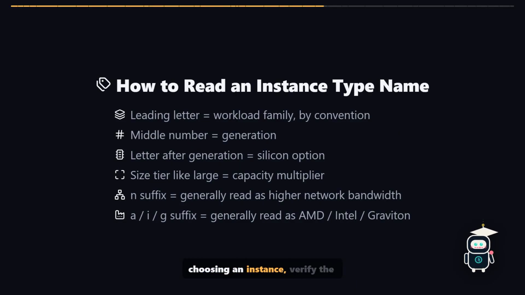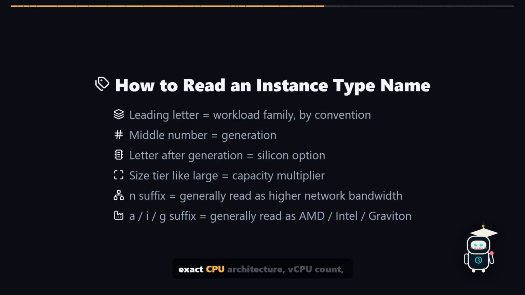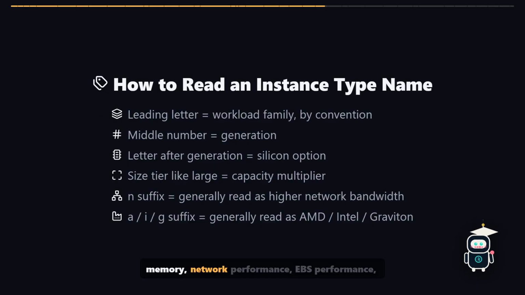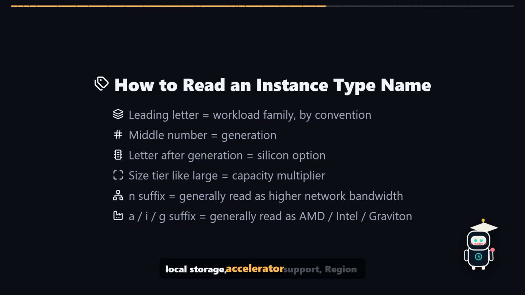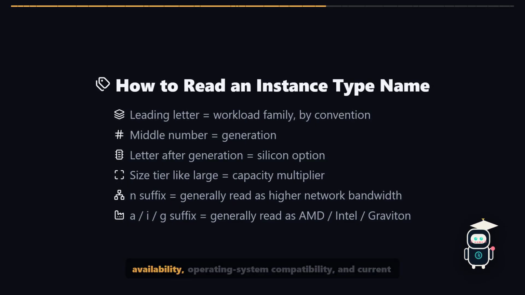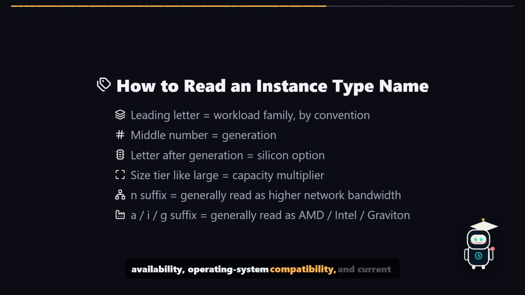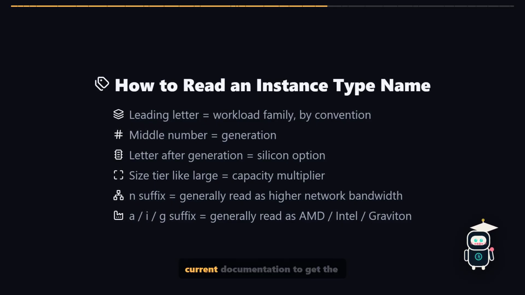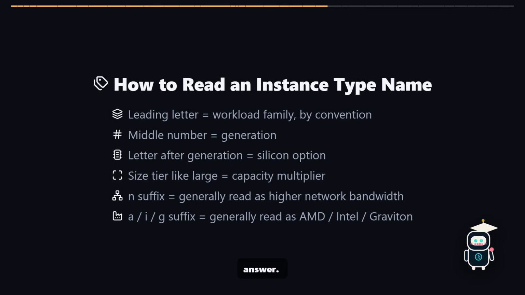Before choosing an instance, verify the exact CPU architecture, vCPU count, memory, network performance, EBS performance, local storage, accelerator support, region availability, operating system compatibility, and current price. Use the name to ask better questions. Use the current documentation to get the answer.